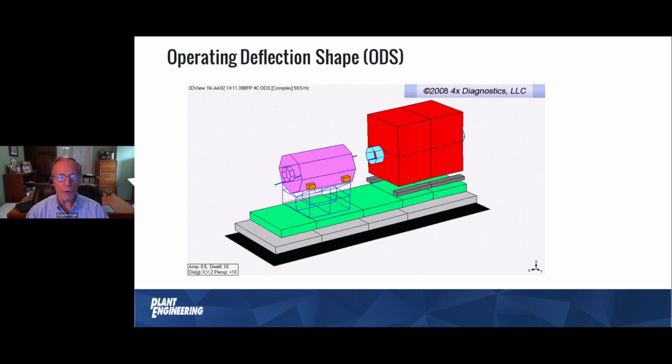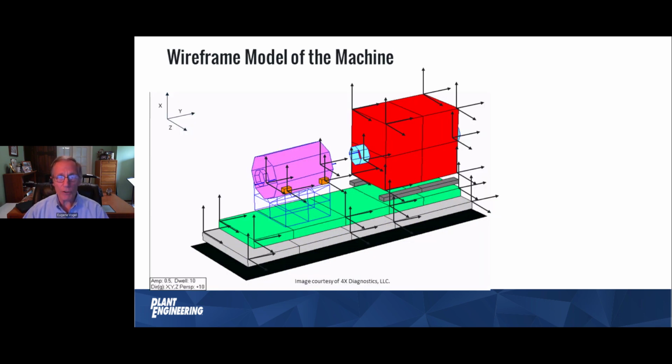To get that operating deflection shape, first they started with a wireframe model, okay? And they laid out on that wireframe model various measurement locations. Those measurement locations are in the horizontal, vertical, and axial directions. Now, horizontal, vertical, and axial are relative to the machine, whether it's vertical or horizontal. So 3 orthogonal directions, call them X, Y, and Z. You'll take those measurements at various places on the machine.